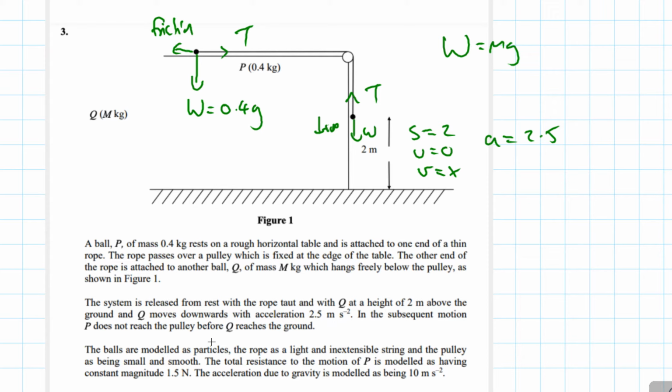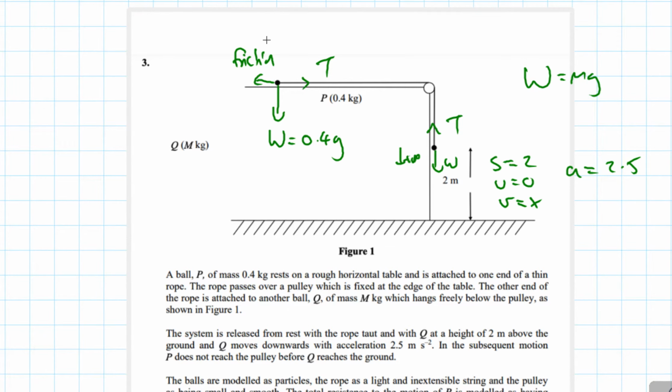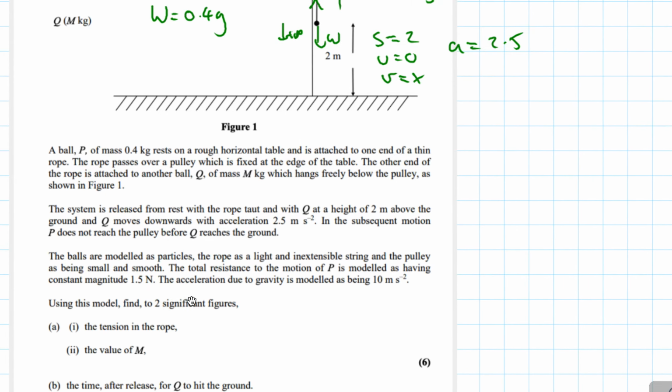In the subsequent motion, P does not reach the pulley before Q reaches the ground. So Q reaches the ground first and then P reaches the pulley. The balls are modelled as particles, the rope is a light inextensible string, and the pulley is small and smooth. So these are general modelling assumptions. The resistance to the motion of P is modelled as having a constant magnitude of 1.5 newtons, so the friction is equal to 1.5 newtons, and the acceleration due to gravity is modelled as 10 meters per second squared, which means that for the whole situation g is equal to 10. So using this model, find, to two significant figures, the tension in the rope.